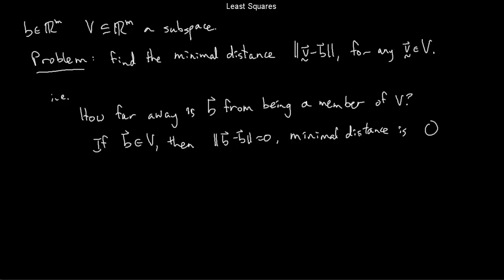But what happens in the other case? What happens if b is not in V? Well, that's when we're going to go to minimizing distances. So let's come up with a strategy. The general plan that we're going to use will actually work not just with the Euclidean norm in R^n or R^m, but any norm that comes from an inner product.